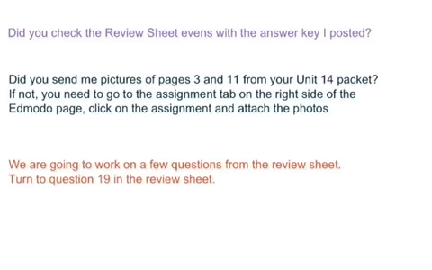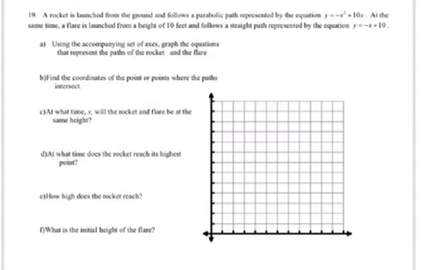Today we're going to work on a few questions from the review sheet. So turn to question 19 in the review sheet. Question 19 is talking about a rocket that's being launched from the ground in a parabolic path. They give you the equation y equals negative x squared plus 10x. We know that it's a parabola because it has an x squared in the equation. At the same time, a flare is being launched from a height of 10 feet in a straight path.